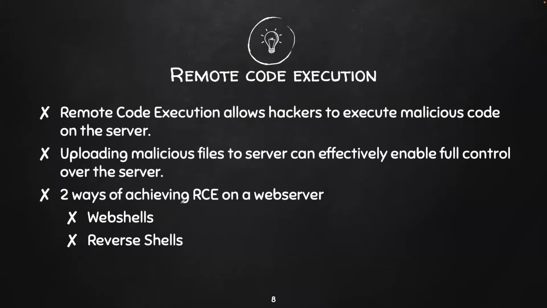Okay, there are two types of shells which we can use to achieve remote code execution on a web server. The first one is a web shell, and the second one is a reverse shell. First of all, I'll show you what a web shell is, and then later we can execute a reverse shell. So let's go back to the website and try to upload a web shell to our web server which has this file upload vulnerability.